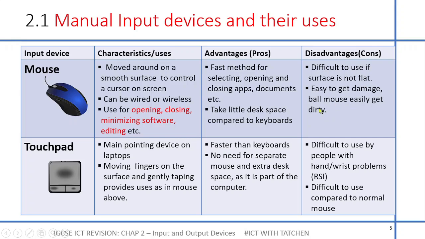So the ball mouse, for instance, even though it's an older style of mouse, some people still use it. They easily grab dirt from the surface, and when the dirt clogs underneath, it's difficult to use.